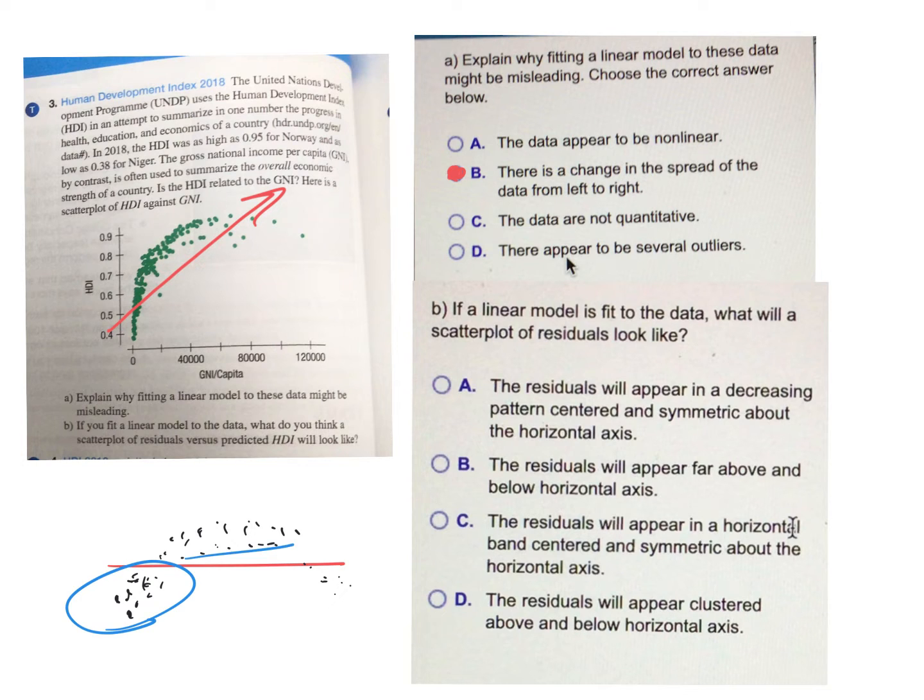Like there's a cluster below and there's a cluster above. It's not randomly scattered all the way through with consistent spread. And so this was the correct answer. But if I were asking you to describe this residual plot and you said it was curved, right? So that's why a linear model is not appropriate. That's totally acceptable. Okay.